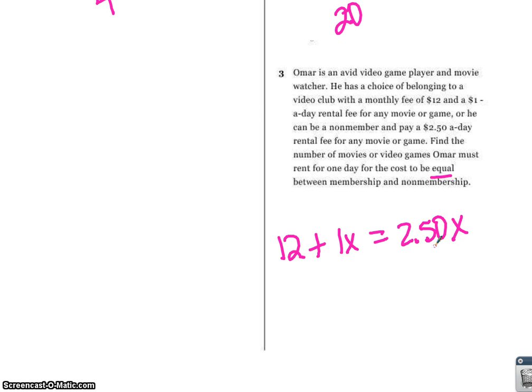You would put everything before at y1. So 12 plus 1x. At y2, you're going to put 2.5x. You're going to go second calc 5. You're going to let it draw. You're going to press enter, enter, enter. And the intersection is at 8, 20. And so we want to know the x value. So 8 is your answer.